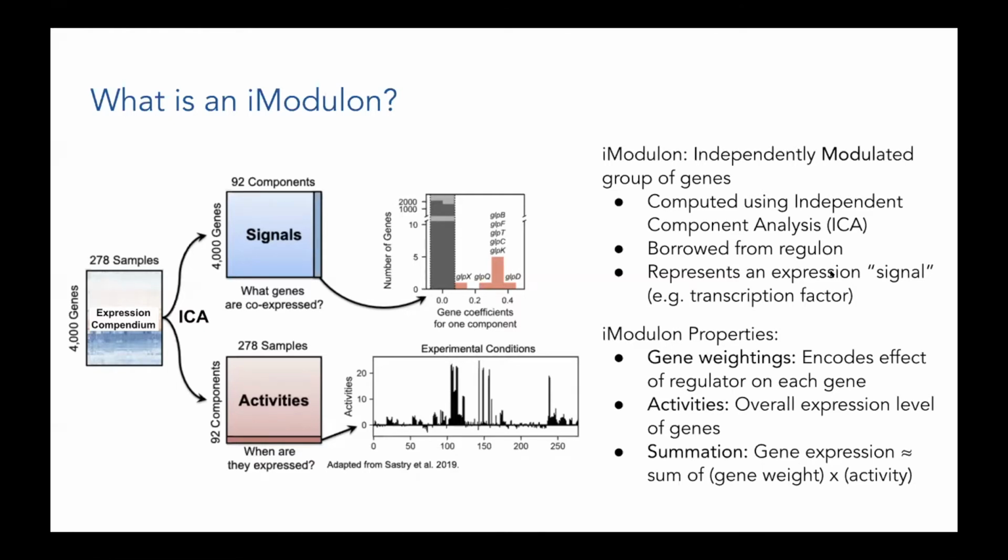For example, a transcription factor that's sending a signal across the genome to upregulate certain genes. One important part of an iModulon is the gene weights. For a specific signal, you have a value for all of the different genes, but most of these values are near zero, so only the significant values are kept in an iModulon. What we found is that the genes that are significant in each iModulon tend to overlap very strongly with characterized regulators. ICA simultaneously calculates an activity matrix, and this tells us when these genes are expressed.